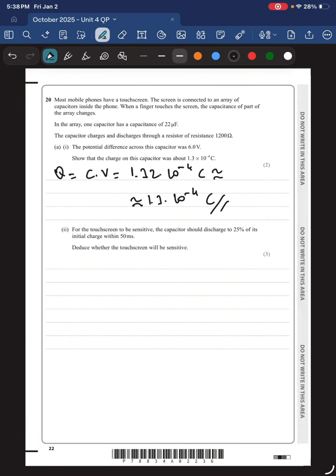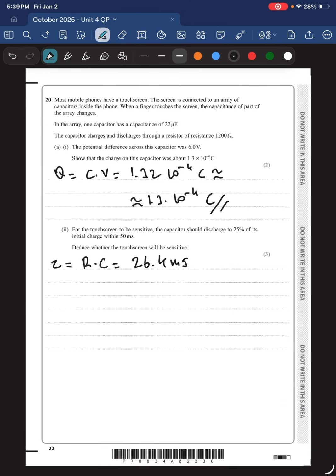So we proved that. For the touch screen to be sensitive, the capacitor should discharge to 25% of its initial charge within 50 milliseconds. Deduce whether the touch screen will be sensitive. Okay, so the lifetime is given by R times C, right? If we plug numbers in, we find that that's equal to 26.4 milliseconds.